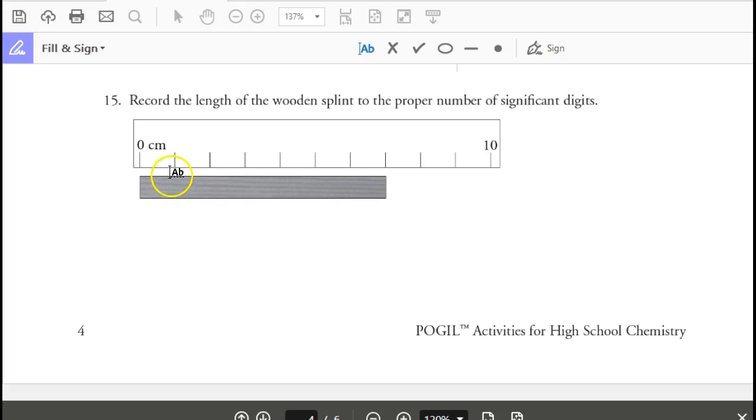Okay, number 15, record the length of the wooden splint to the proper number of significant digits. So this one, this ruler is marked at the ones place, so it's 1, 2, 3, 4, 5, 6, 7. But remember, you always have to estimate 1 place above the marked place. So we would have to write it as 7.0 centimeters so that we have an estimation above the ones place.